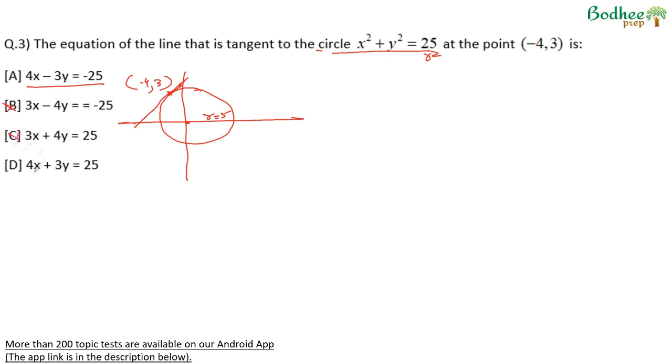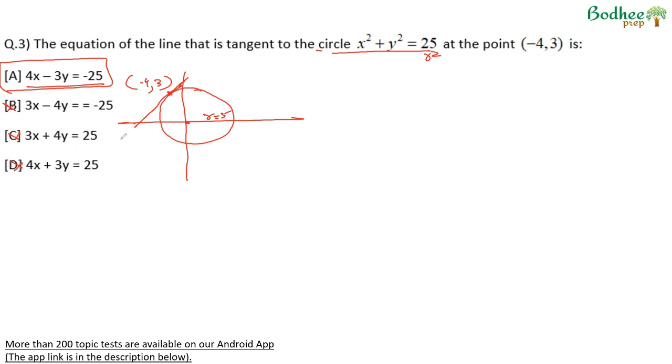Again, not satisfying: 16, 9. Minus 16 plus 9, not satisfying. So the only equation that satisfies my point, minus 4, 3, is the first one. This would be my answer. In an exam, this is good enough. We're not supposed to actually solve the entire thing if the solutions are so easy.